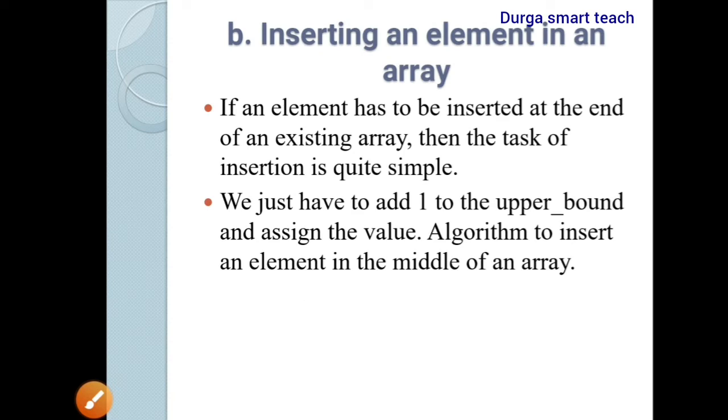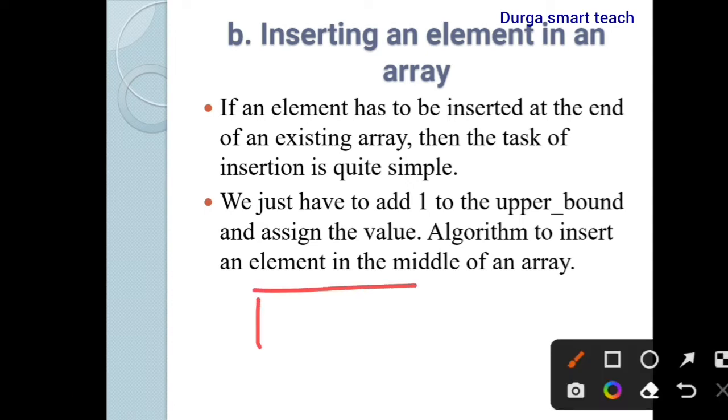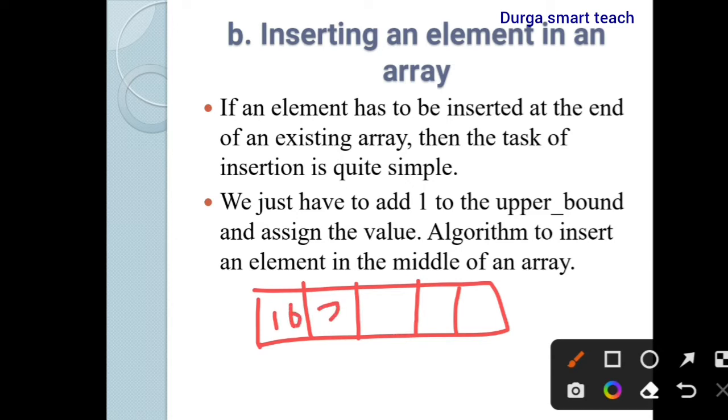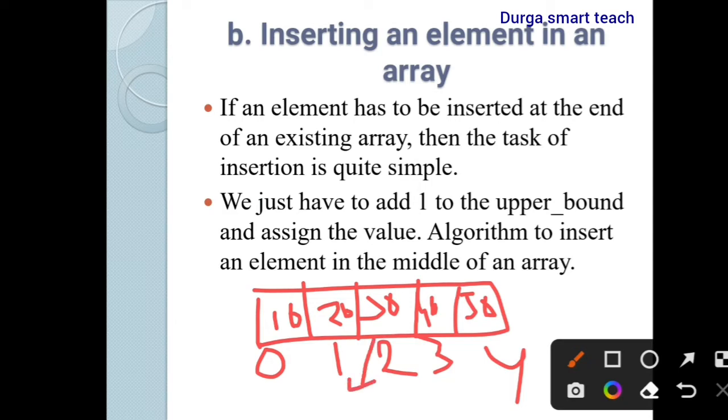Next one, inserting an element in an array. Suppose the array size is 5: 10, 20, 30, 40 and 50, with indexes 0, 1, 2, 3, 4. If you want to insert another element, say I want to enter 25 in the place of 2, the second index position.